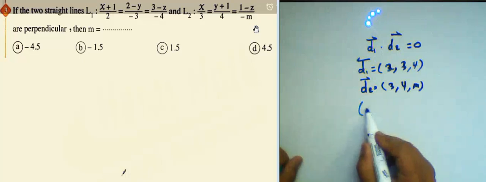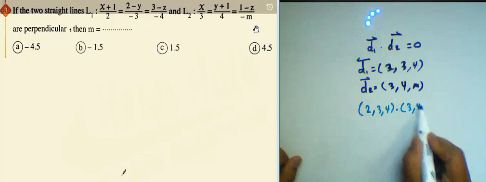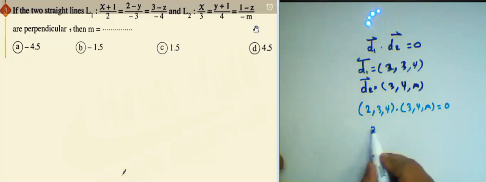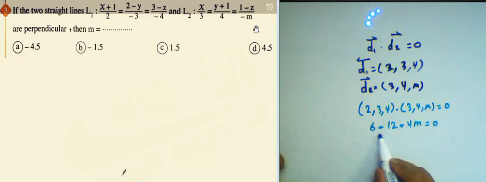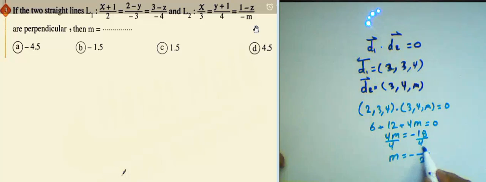2 and 3 and 4 dot 3 and 4 and m. Multiplying them, the result will be 0. 2 times 3 equals 6, 3 times 4 equals 12, 4 times m equals 4m, and it will equal 0. We can move the 18 divided by 4 to the left-hand side, it will be negative 18 divided by 4, then m will be equal to negative 9 divided by 2, it will be negative 4.5. Choose letter E for question number 3.